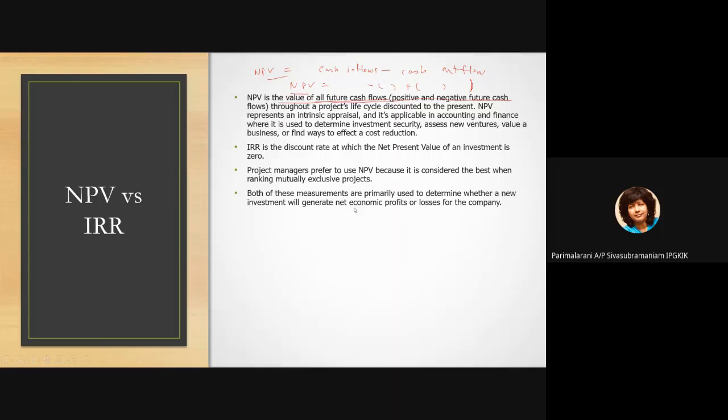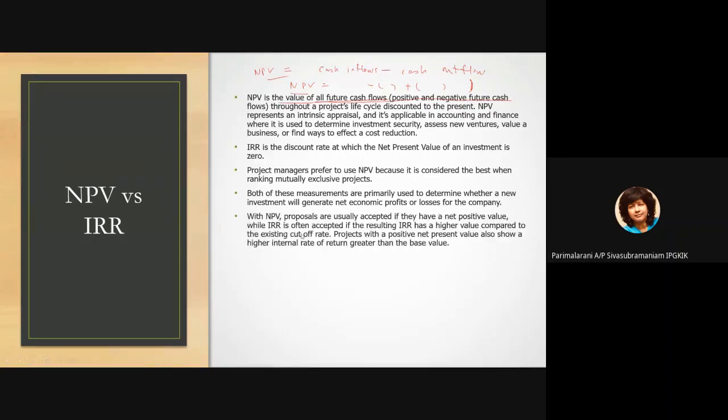Okay, both of these measurements are primarily used to determine whether a new investment will generate net economic profit or losses for the company. With NPV, proposals are usually accepted if they have a net positive value, while IRR is often accepted if the resulting IRR has a higher value compared to the existing cutoff rate.